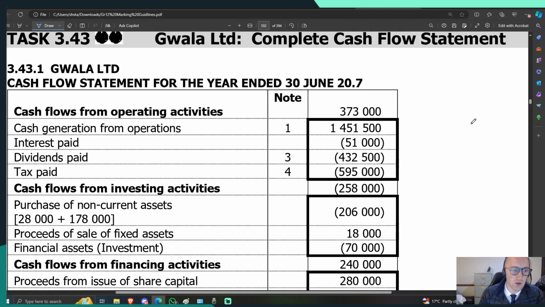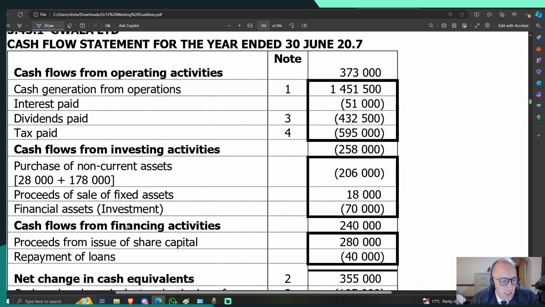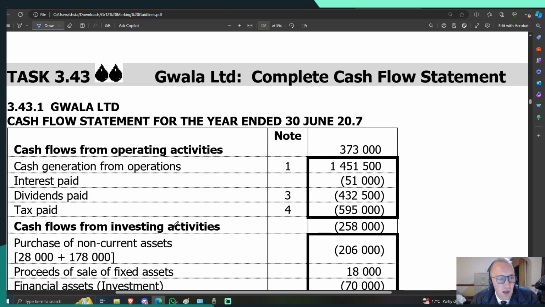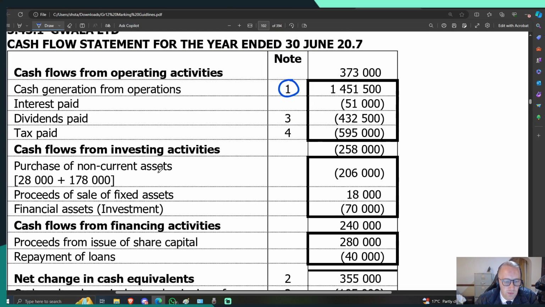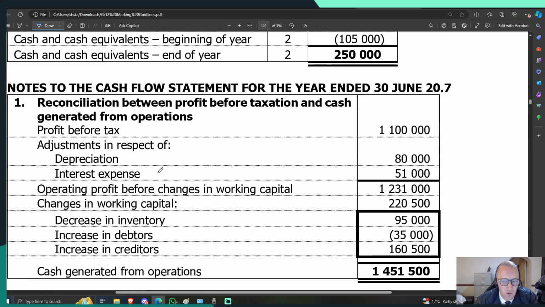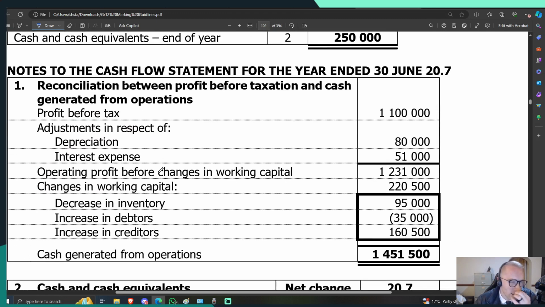So remember, we need to do the 3 cash flow activities: cash flows from operating activities, cash flows from investing activities, and cash flows from financing activities. For the cash flows from operating activities, the first of the 4 things we need is cash generated from operations. And we are going to use note 1 for that. Remember, this is quite a long one, so don't get overwhelmed. It's the longest piece of the cash flow statement. The further you get into the cash flow statement, the quicker the various parts go.